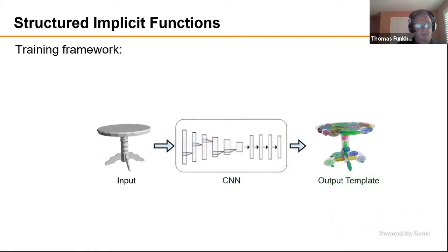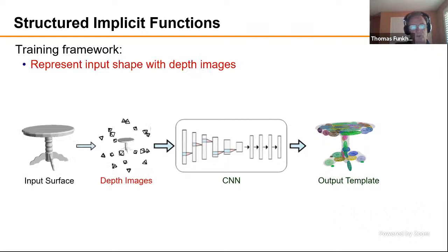Okay, then we're going to train a network with a set of shapes. This is the actual architecture that is going to output one of these, which I'm going to call a template for now, this mixture of Gaussians. Rather than giving a 3D input surface as a mesh or a point cloud directly, if we had a 3D surface, which we used during training, then we represented it as a stack of 20 depth images acquired by rendering the 3D surface from corners of a dodecahedron. So the input to the network is a stack of 20 depth images.